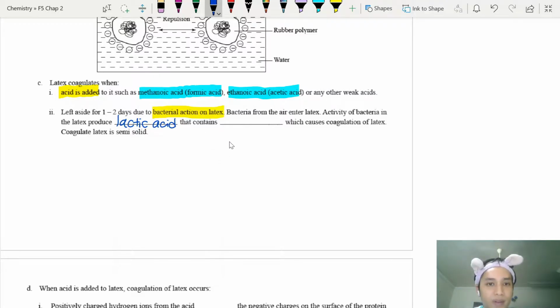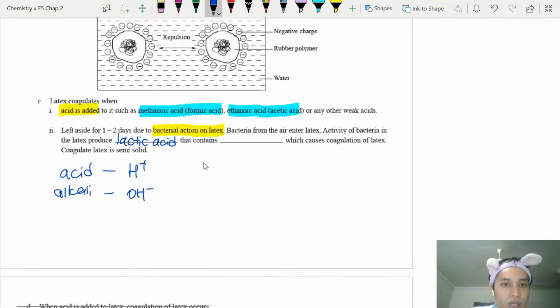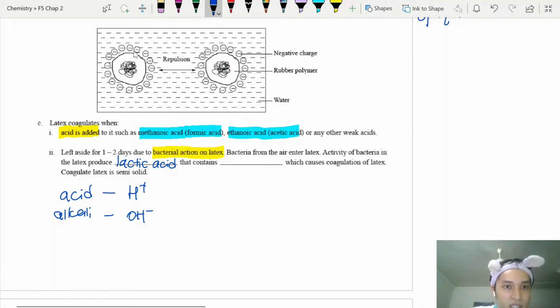Okay, so if you have lactic acid, revision: what type of ions do we have when you have acids? Hydrogen ions. If it's an alkali, it is hydroxide ions. So the theory here is very simple. If I want to neutralize the negative charge, I need to use the positive charge, right? That is why we put in acid to coagulate latex, because they contain hydrogen ions.